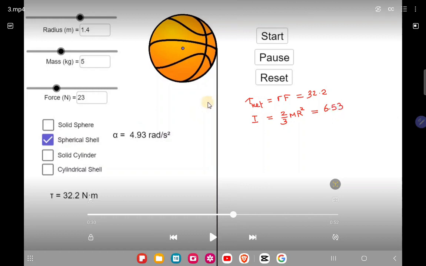Now alpha is equal to the net torque divided by I, and in total it's equal to 4.93 rad per second square. It's right in here.